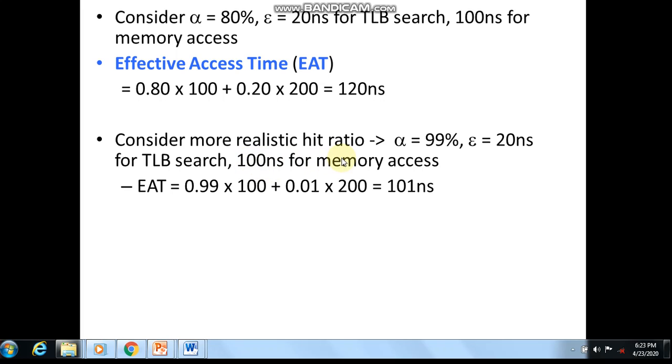Here we can observe the effective access time is 0.99, that is 99%, into 100 nanoseconds if it is present here. Otherwise 0.01, the remaining 1 minus 0.99, into 2 times the memory access time, that is 100. When it is present in the main memory, we require 200 nanoseconds rather than the 100. So totally it leads to a time of 101 nanoseconds.